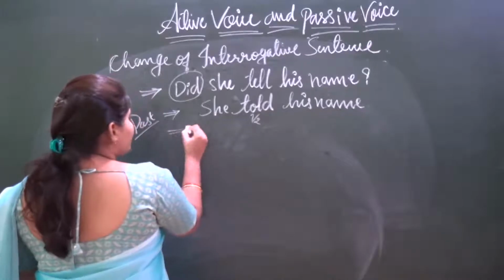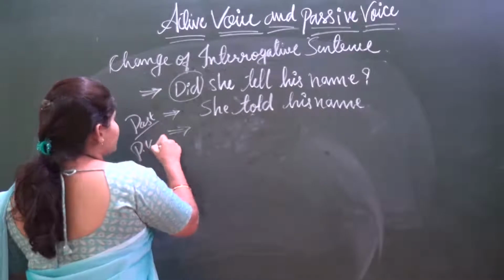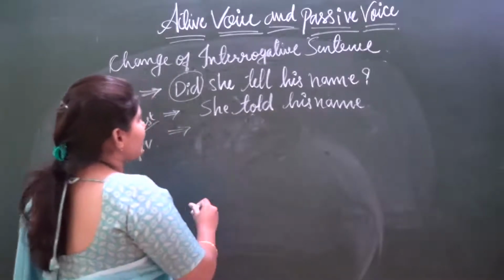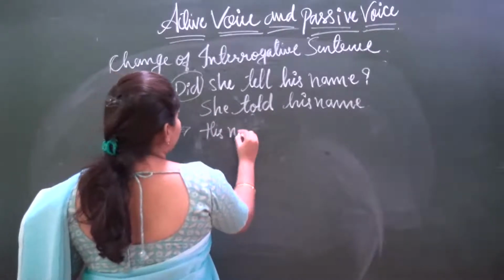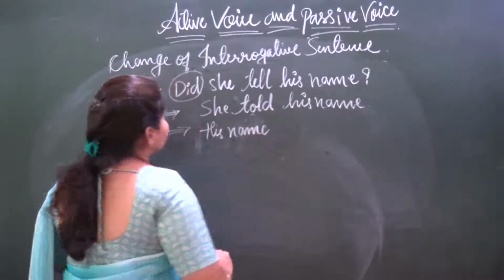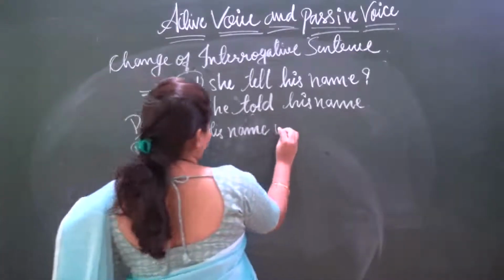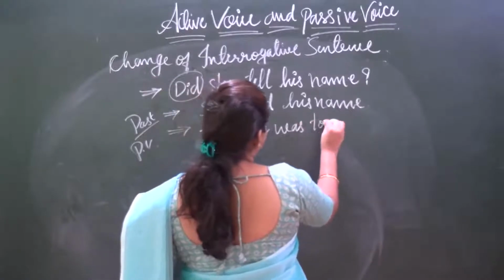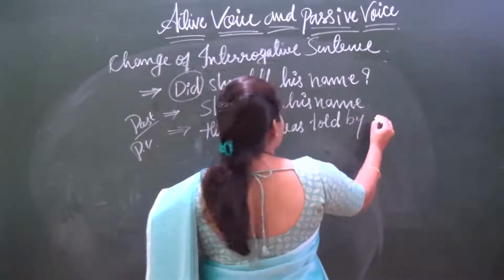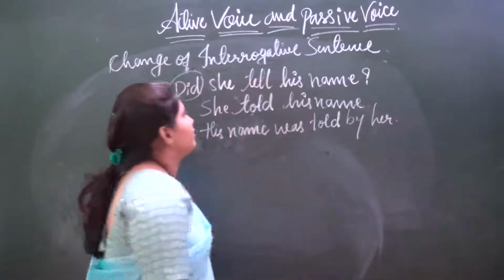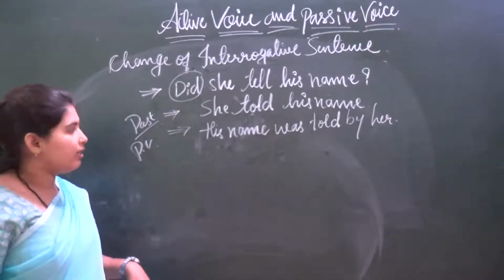Okay. So now this assertive sentence will change into passive form. It is just: his name was told by her. Okay. His name was told by her.